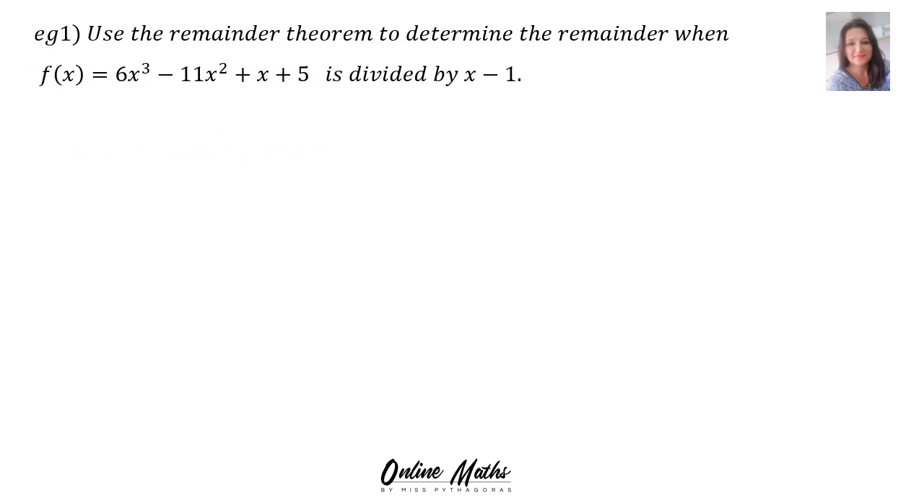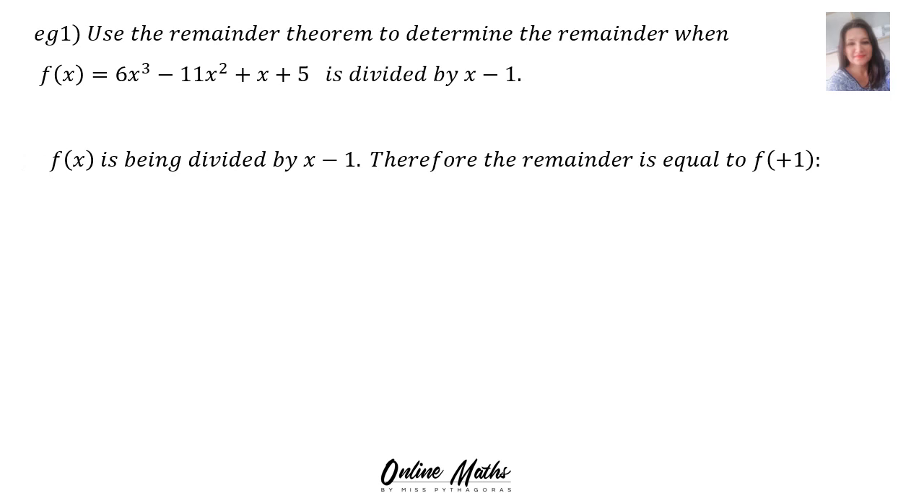Example 1. Use the remainder theorem to determine the remainder when f of x is equal to, and then I give you the polynomial there, if it's divided by x minus 1. f of x is being divided by x minus 1. Therefore, the remainder is equal to f of plus 1.